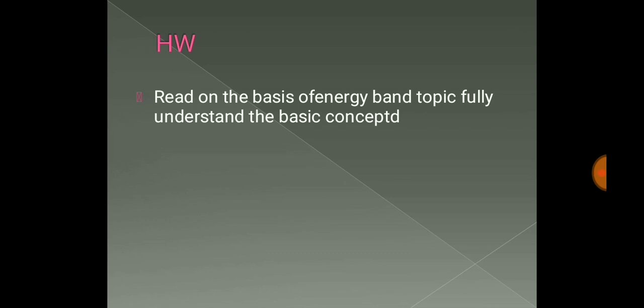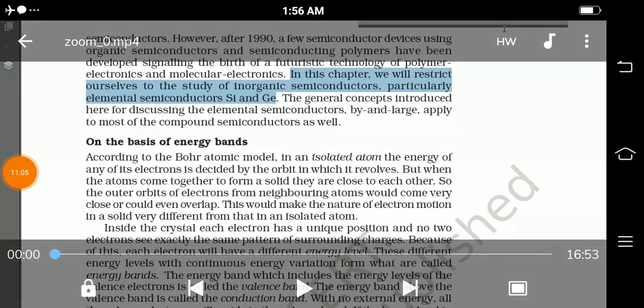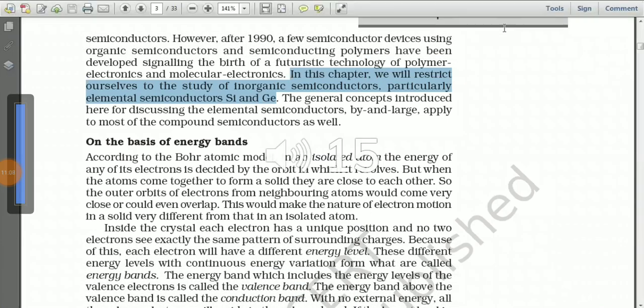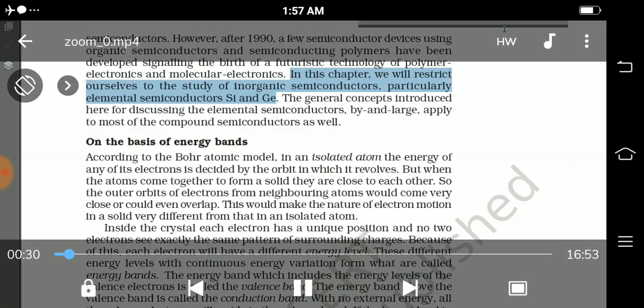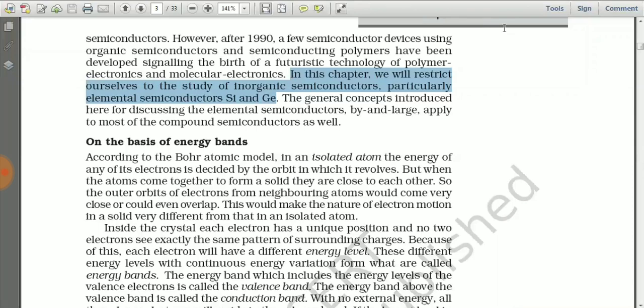Okay, children. Now we will see about intrinsic semiconductors. Children, in this chapter, we will restrict ourselves to the study of inorganic semiconductors, particularly the elemental semiconductors silicon and germanium. Only silicon and germanium we are going to see, children. On the basis of energy band, as I told you earlier, it's a reading homework, to read line by line and understand what is what. Then we will discuss in the next class. Now, we will move on to the 14.3 topic, intrinsic semiconductors.